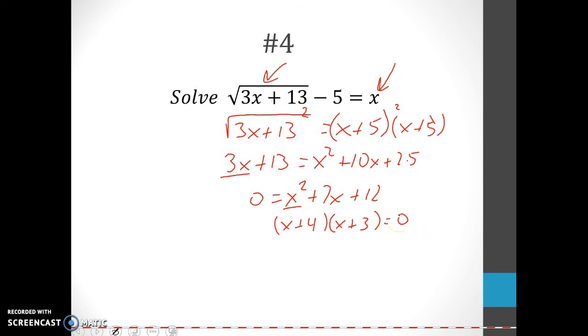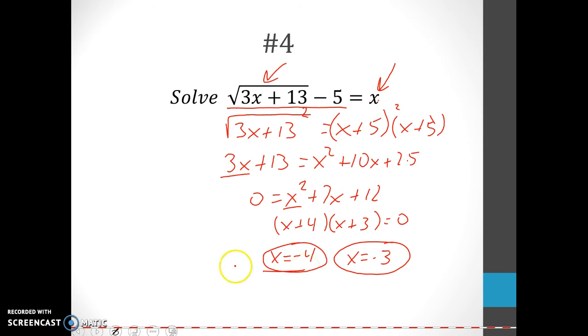And so then one of these factors must be equal to 0. Either x plus 4 is 0, which means x is equal to negative 4, or x plus 3 is 0, which means x is equal to negative 3. And because I had an x both inside and outside of the radical in my original question, it is a possibility that one of these is an extraneous solution. And so what I want to do first is check the negative 4 to make sure that this side does equal negative 4. If I take 3 times negative 4, that's negative 12. Negative 12 plus 13 is 1. The square root of 1 is 1, and 1 minus 5 is negative 4. So negative 4 does work.